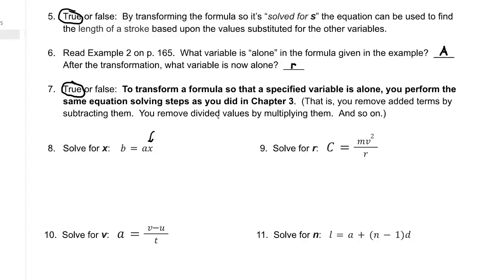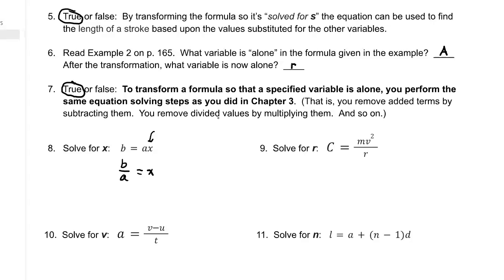Dividing by a. So we've made a decision that to get the variable x to be alone, we want to divide by a. That's going to create b divided by a is equal to x. And now the letter x is alone. This equation is equivalent to the original equation, but instead of being solved for b, it's solved for x.